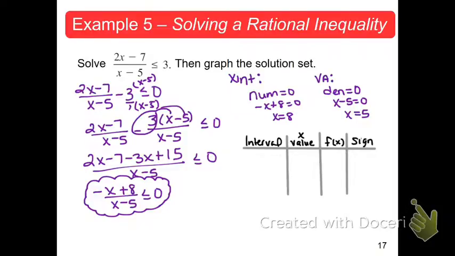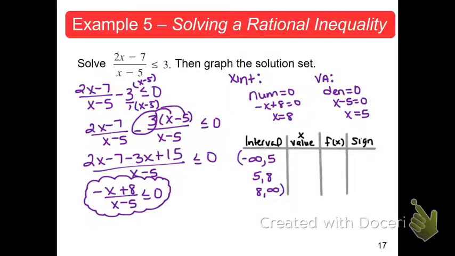Okay, so here we got our table started, and we just need to create those intervals. So remember, it always starts at negative infinity, and it's always going to end at positive infinity, and we just said it's broken up by those x-intercepts and vertical asymptotes in numerical order. So my interval is going to start at negative infinity, and it's going to go to 5, which is the smallest of the two, and then 5 to 8, and then 8 to positive infinity.